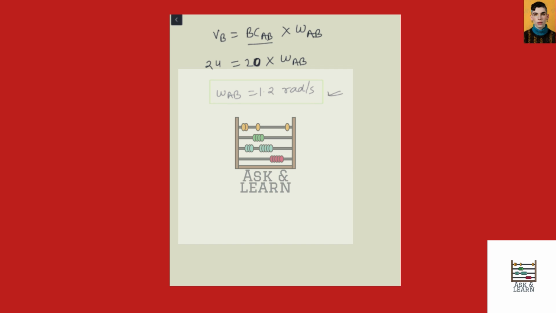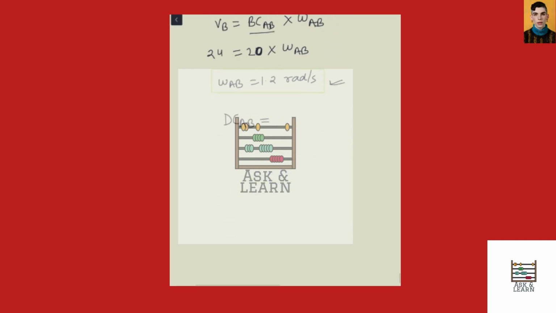Now velocity of point D, we can write DC_AB equals 12.5 inch from the geometry. So VD will be equal to DC_AB multiplied by omega AB. So from here VD comes out to be 12.5 multiplied by 1.2 radian per second. So it comes out to be 15 inch per second.